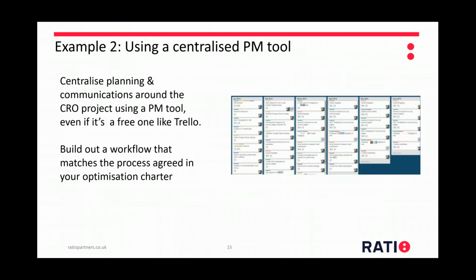I would also suggest strongly that you use a centralized project management tool to manage this. So everyone who's involved in the process needs visibility over the workflow. They need to understand that if I am the front-end developer and I'm waiting on the designer to complete designs before I start my work, then being able to see that the most recent experiment has moved to the designer's column gives me a heads up that work is coming for me. So you build out a workflow in your project management tool, which could be just Trello, or it could be Jira, Monday, or some other more advanced tool, and make sure that matches the process agreed in your optimization charter.